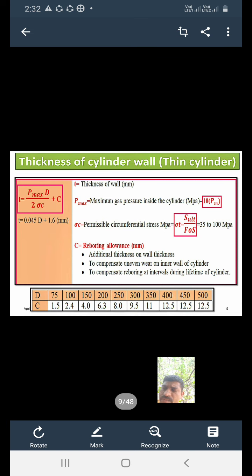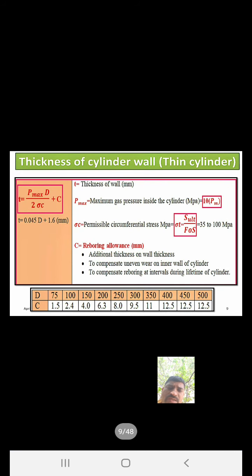C is the reboring allowance. The reboring allowance is additional thickness on the wall thickness to compensate uneven wear on the inner wall of the cylinder, and to compensate reboring at intervals during the lifetime of the cylinder. This value is given related to the diameter, the cylindrical bore diameter.